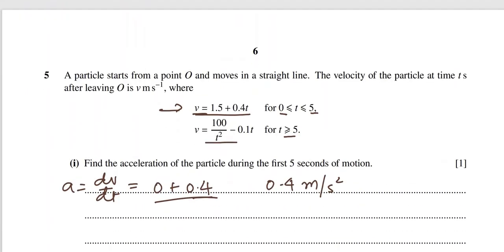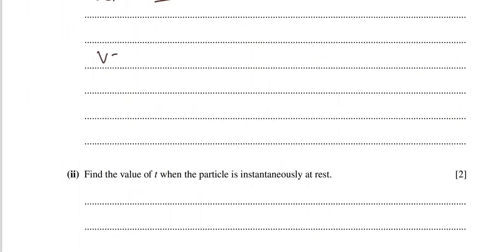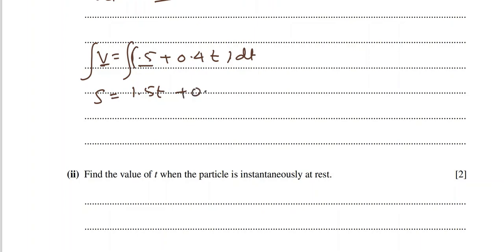Since this one is a straight line, there is no turning point, so we can find the equation of the displacement in this one and just plug in 5 seconds. So let's write this one first. V equal to 1.5 plus 0.4t. For finding displacement, we integrate with respect to time. So integration of v is displacement. Integration of 1.5 will be 1.5t, and the 0.4 will be t squared over 2, plus c.